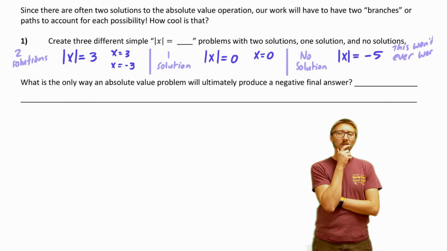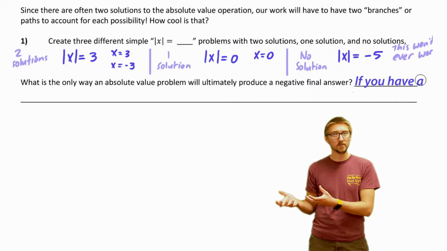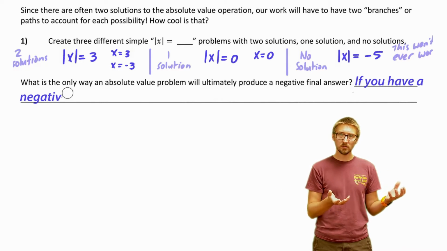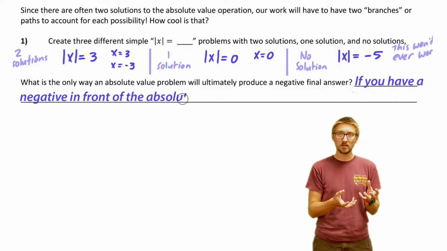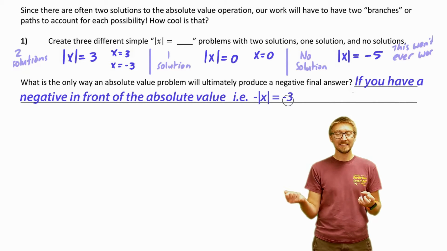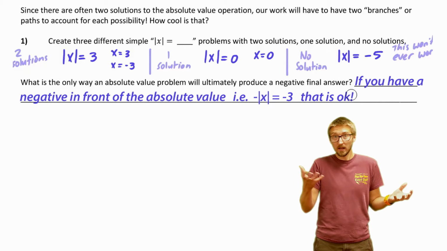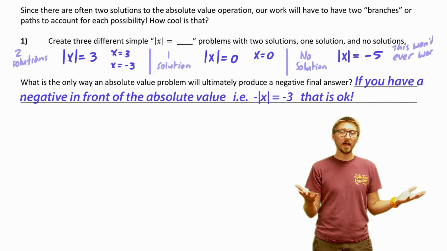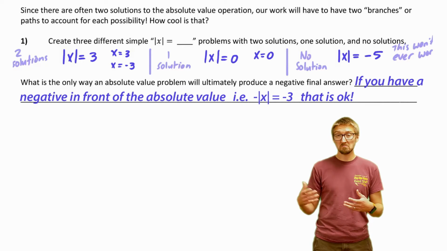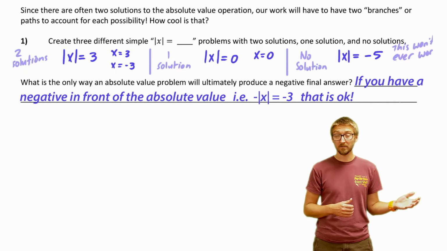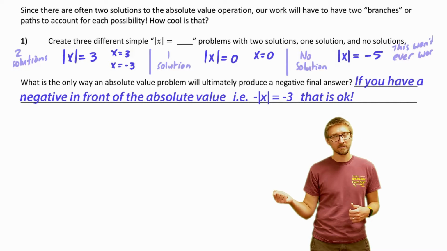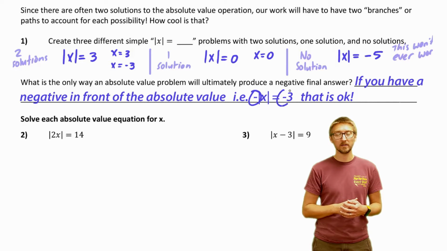What would maybe be the one way you could force this to work? How would you have to adjust a problem like that? Well, if you really think hard, putting maybe a negative in front of the absolute value would get this to sort out. So an absolute value itself is positive, but the negative negates the positivity of that number, and so you could have a negative equals a negative. That would work. So an example, negative the absolute value of x equals -3, that's okay, because the negative is changing the output of the absolute value overall to a negative answer.